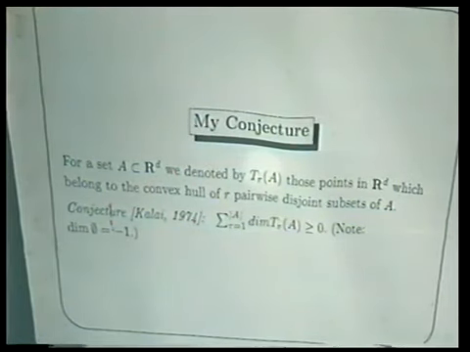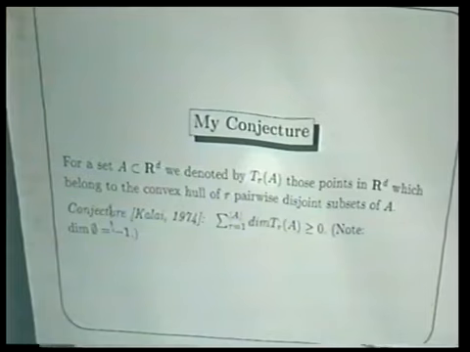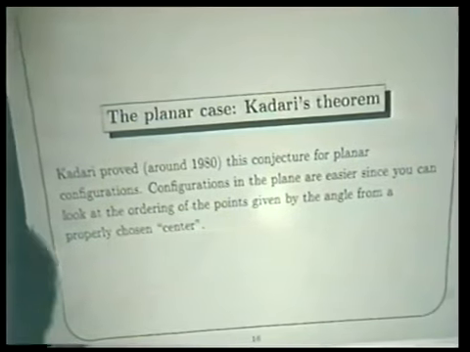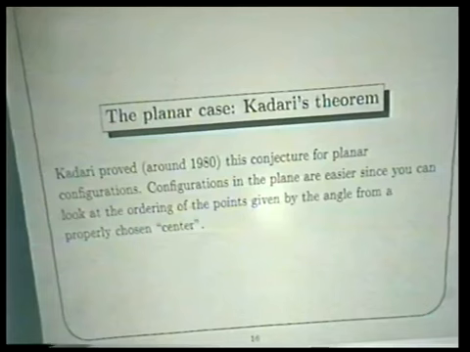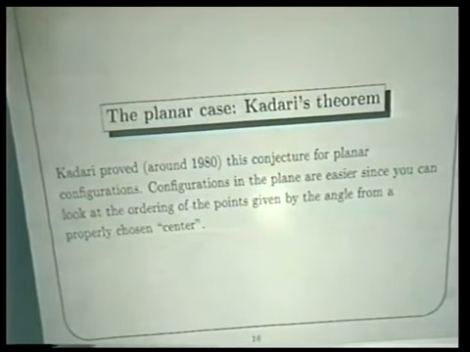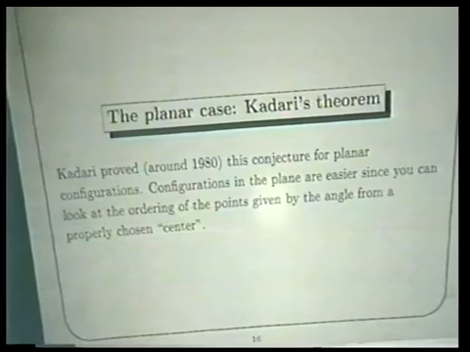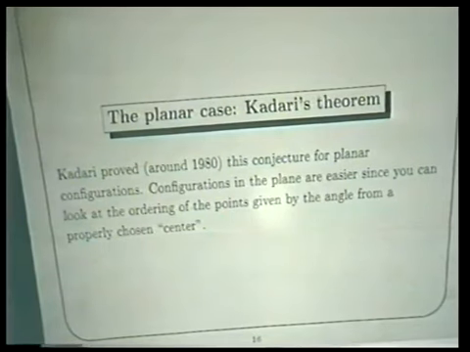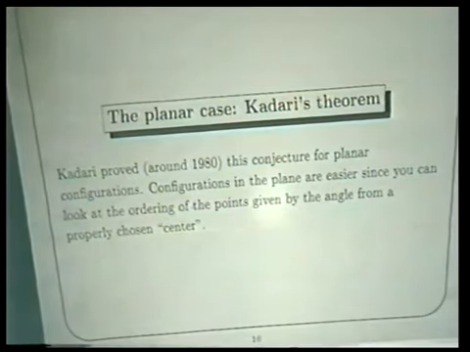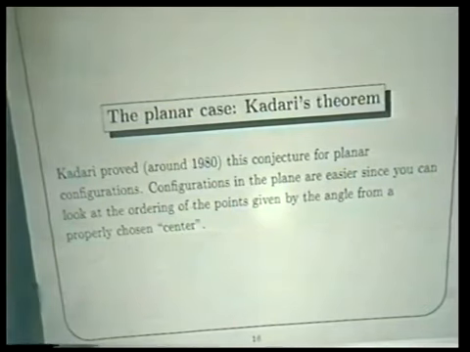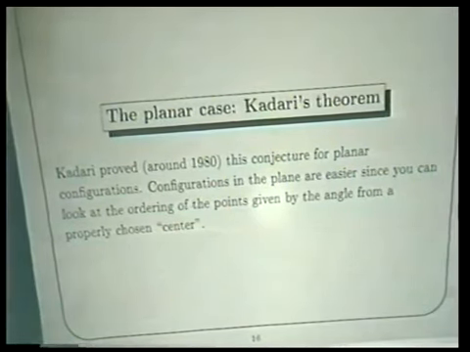So this is the conjecture, and let me mention that in the plane, this conjecture was proved by Akiva Kadari. So the plane case, I should say that also Tverberg's theorem was proved earlier for the plane by Birch. The planar case is easier because somehow you have ordering of the points. And Akiva Kadari proved around 1980 that the conjecture is true for planar point sets. Okay, now I would like to mention first some refinement of the conjecture and then some specialization of the conjecture, and then try to relate it to some other things.